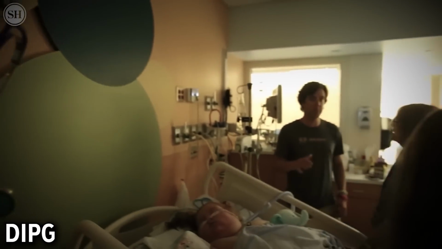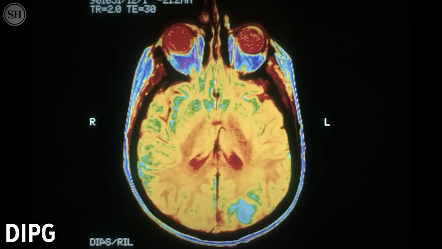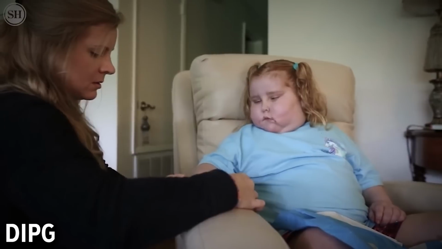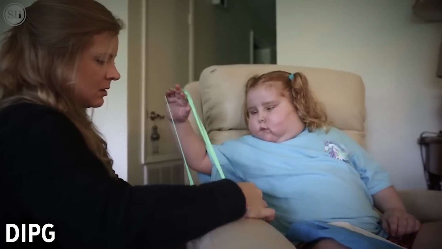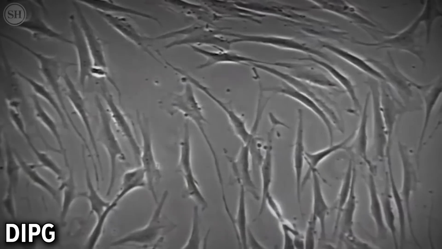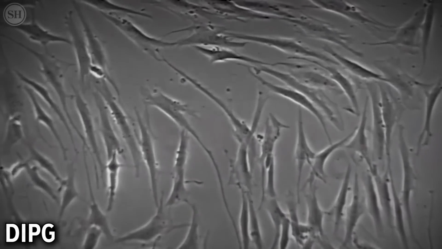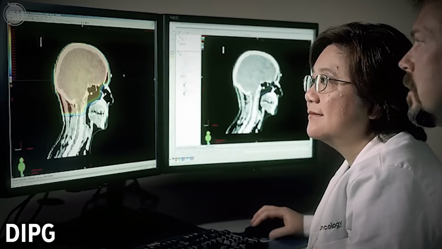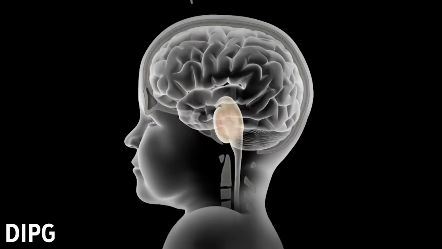DIPG, or diffuse intrinsic pontine glioma, is an aggressive brainstem tumor that primarily affects children. It is highly resistant to treatment, and the prognosis is poor, with most patients surviving less than a year. Despite significant research into brain tumors, there has been little progress in treating DIPG, and no significant advances have been made in over 40 years.